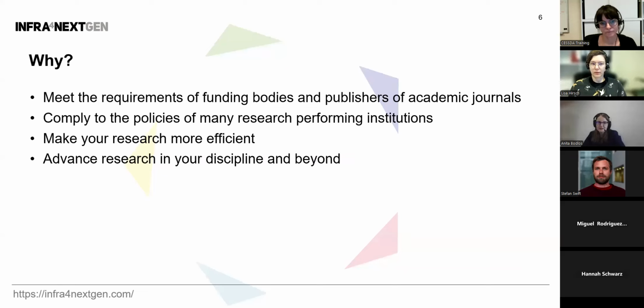Also, research data management allows you to advance research in your discipline and beyond, because it allows others to reuse your data, and also it allows you to reuse data of others. So you can build upon existing data and advance research instead of reinventing the wheel and starting anew from scratch. And of course, it's also good for yourself because it makes your research more efficient, and so you save time, you can work more efficiently, and you can focus on other parts of your research and your career.